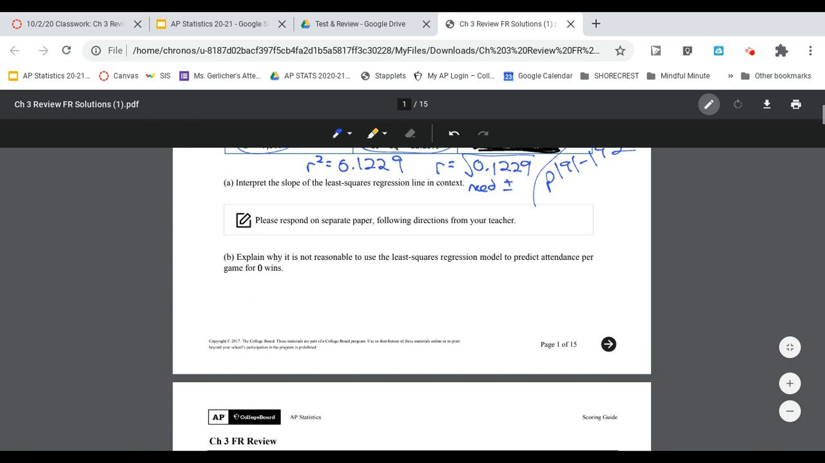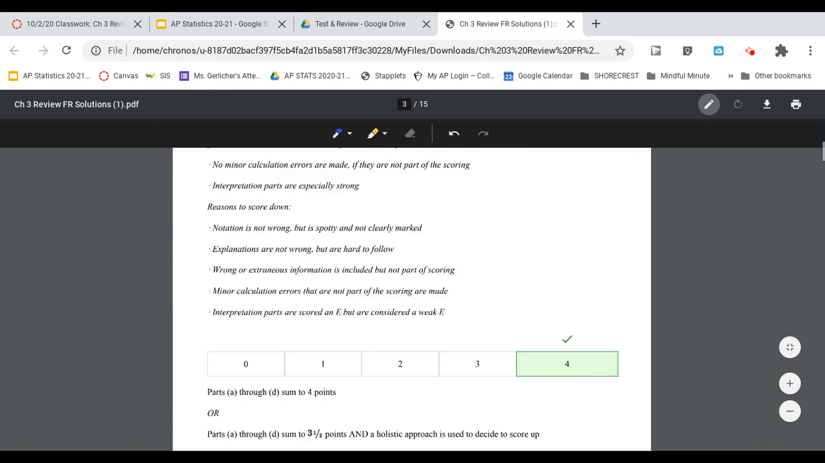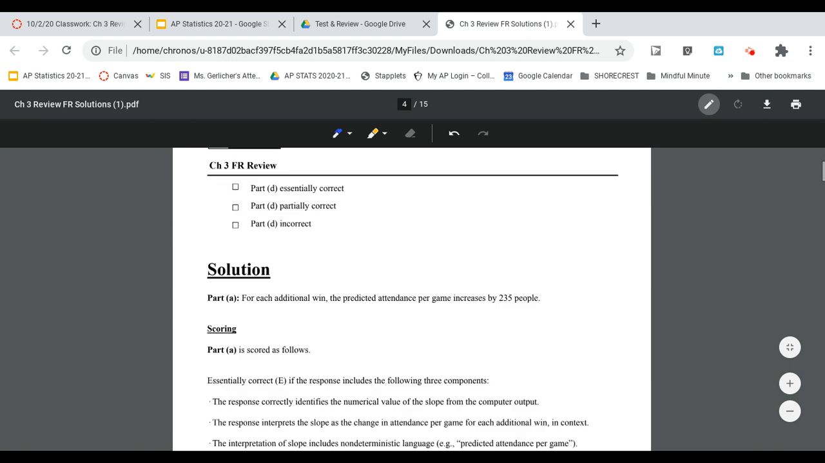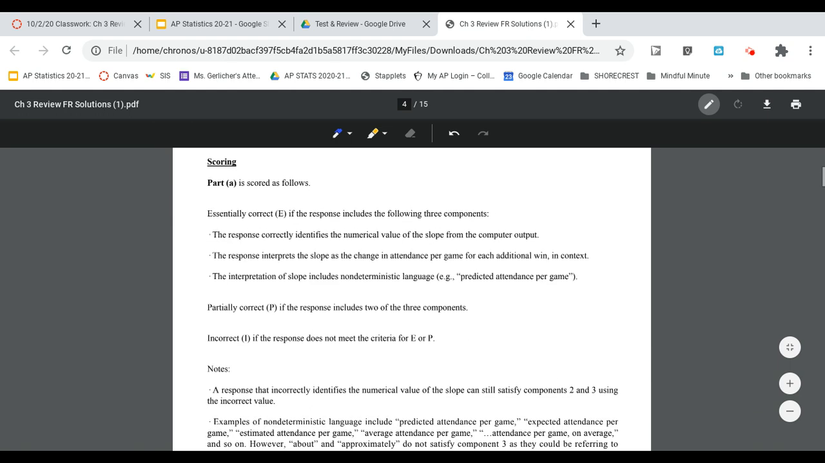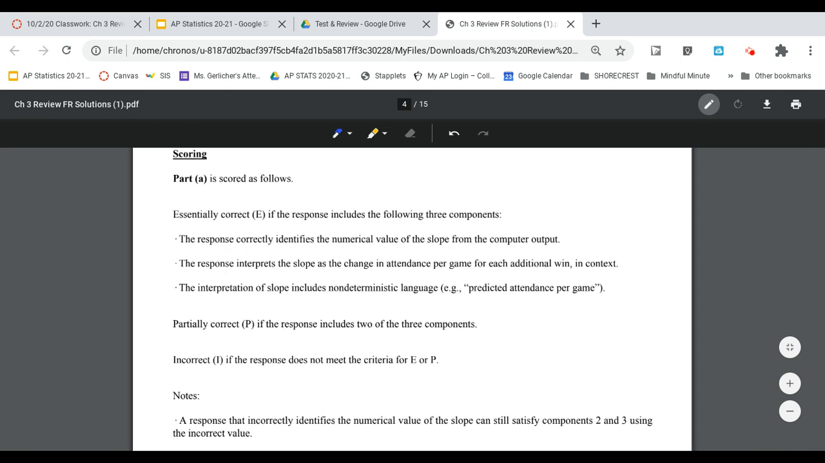Okay, so I'm going to scroll down to where they actually start talking about what they're looking for. So I'm on page 4 of the PDF now, where they talk about scoring. And again, they always score everything on free responses either essentially correct, partially correct, so you get half the points, or incorrect. And when I graded on my own tests, I put more levels in between. It's not full, half, or nothing. There's more options than that.